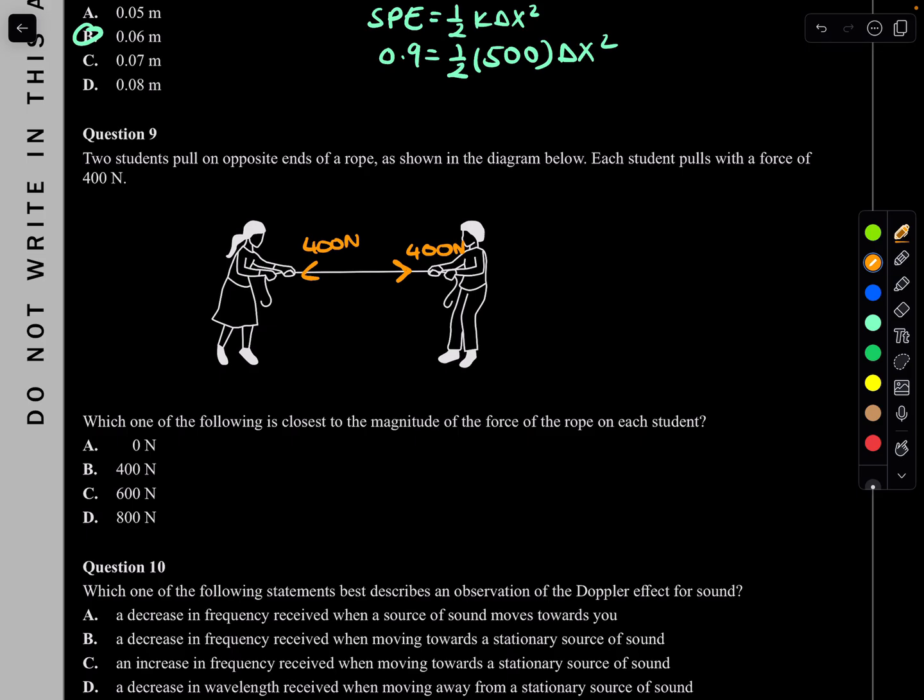So again, this is just an application of Newton's third law. It's going to be the same, equal magnitude, but in the opposite direction. So isn't it just going to be 400? Yeah.